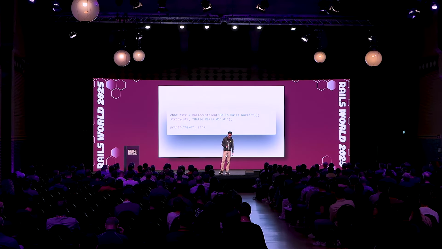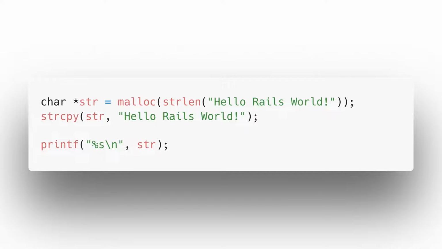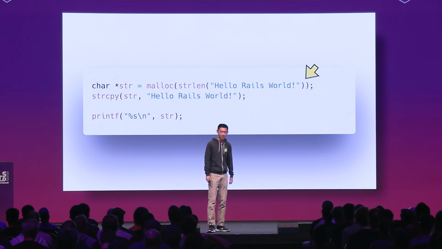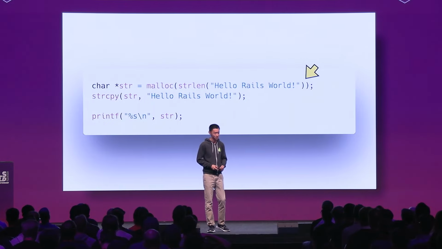Let's see a quick example. This is the program again. It's similar to the example that I've shown for the use after free bug. But what's the difference? Do you see where the bug is? You're missing the +1 for the null terminator when we malloc.